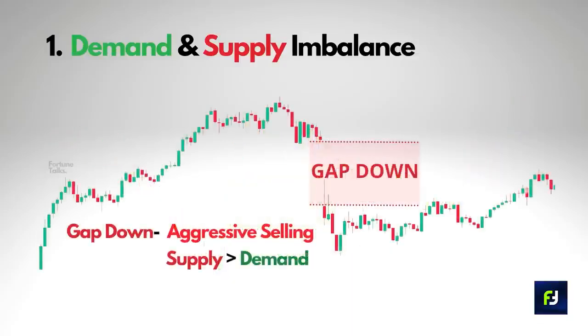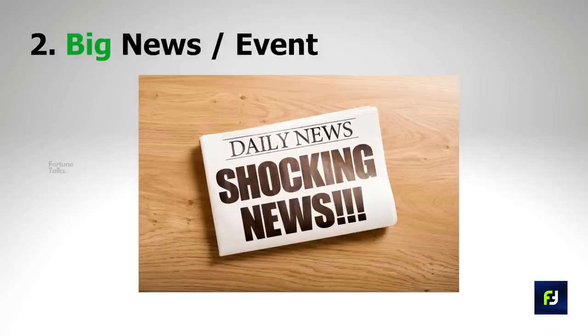Similarly, a gap down is because of the aggressiveness of sellers, which simply means that there are more sell orders, or simply the supply is more than the demand, which causes the price to gap down lower. So in short, gaps occur at levels where there is a supply and demand imbalance. The second reason due to which gaps occur is the overnight sentiment of the market participants or any big news.